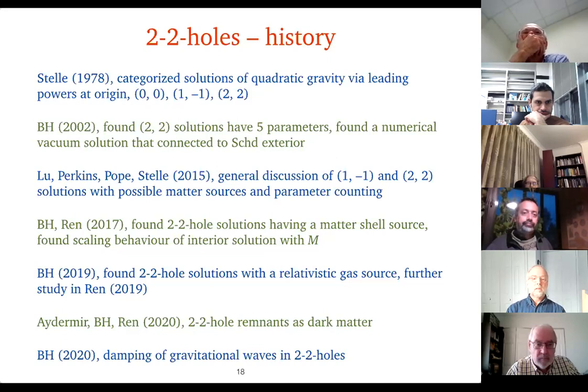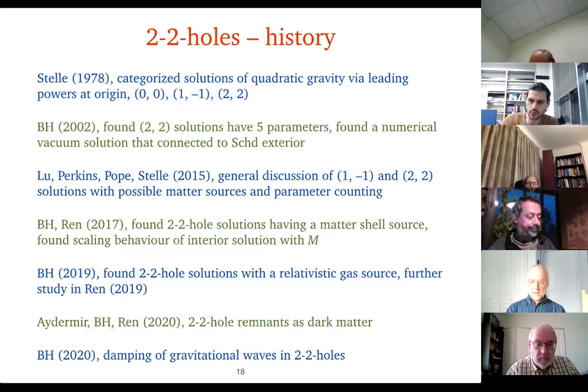So much later still, they gave a nice discussion of the black hole-like solutions and the 2-2 solutions with possible matter sources and parameter counting. Then with Jing Ren, we found solutions, and here we started to call these things 2-2 holes, having a matter shell as a source.